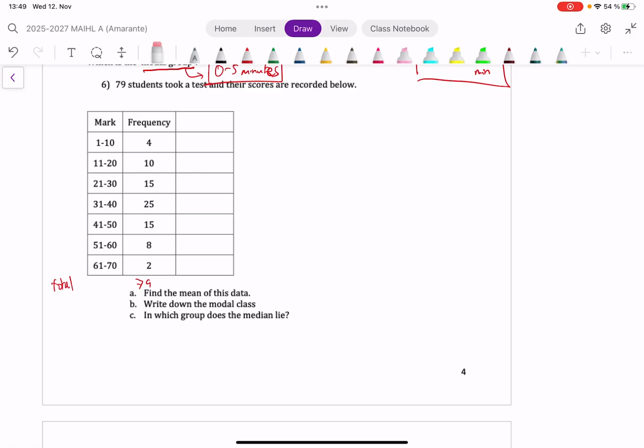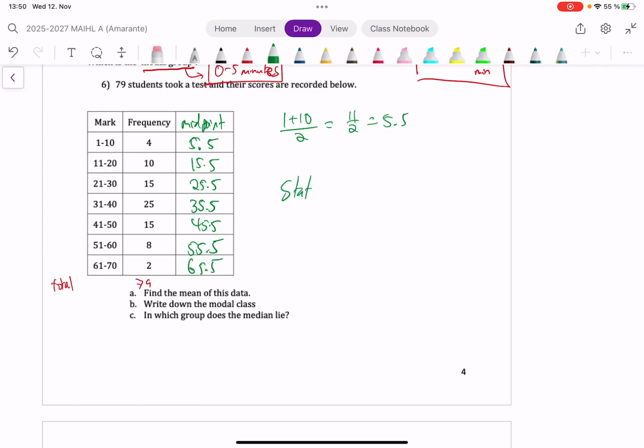And so in order to do that, they kind of left us this box here that we could put the midpoint in. And so the midpoint between 1 and 10 is 5.5, right? Like 1 plus 10 divided by 2 is 11 over 2, which is 5.5, right? So they're all the 5.5s. It's not 5. It's not 0 to 10. That would be 5. 11 to 20 would be 15.5, 25.5, 35.5, 45.5, 55.5, and 65.5.